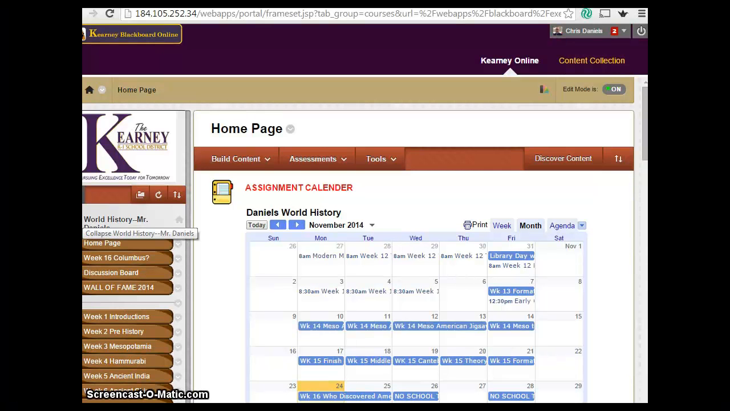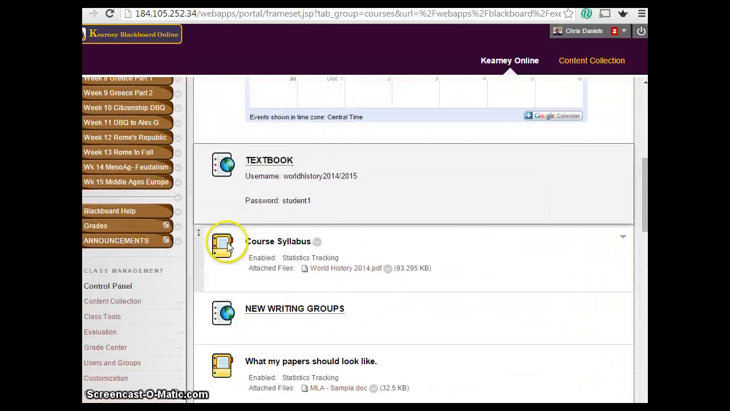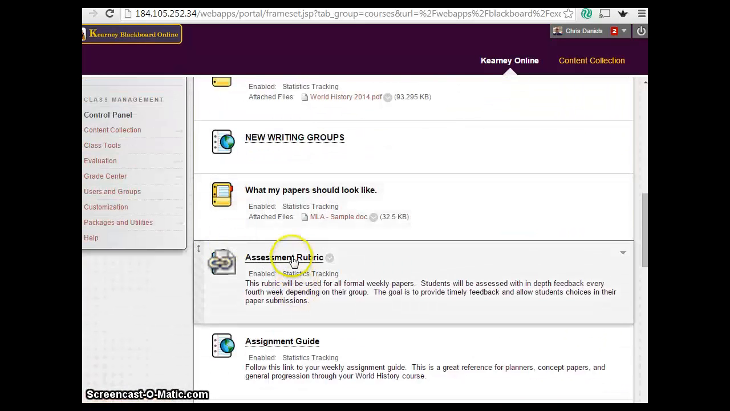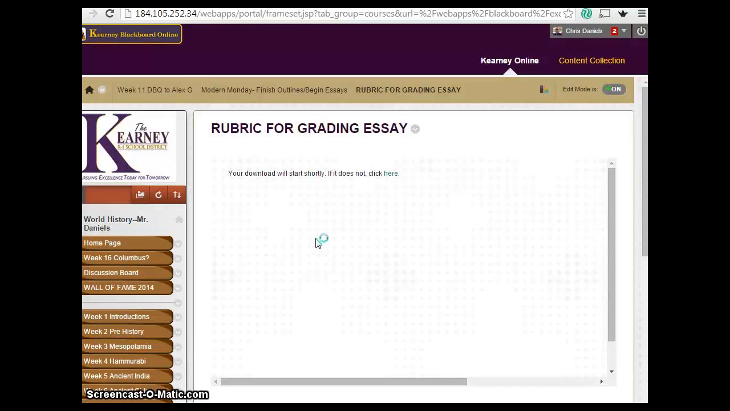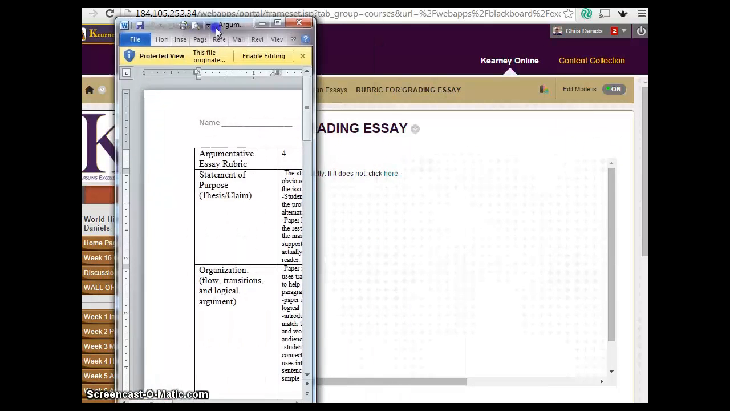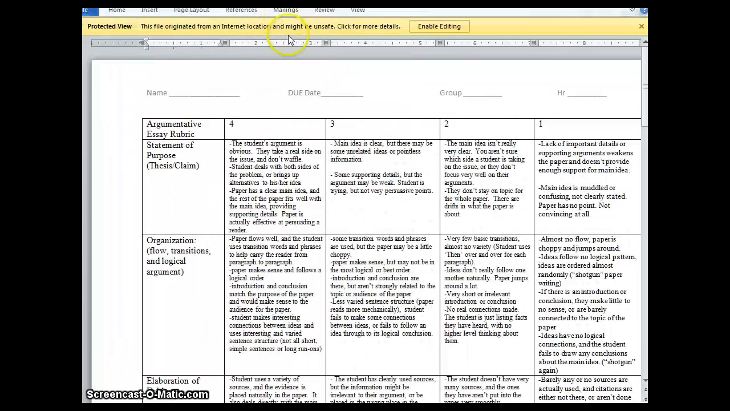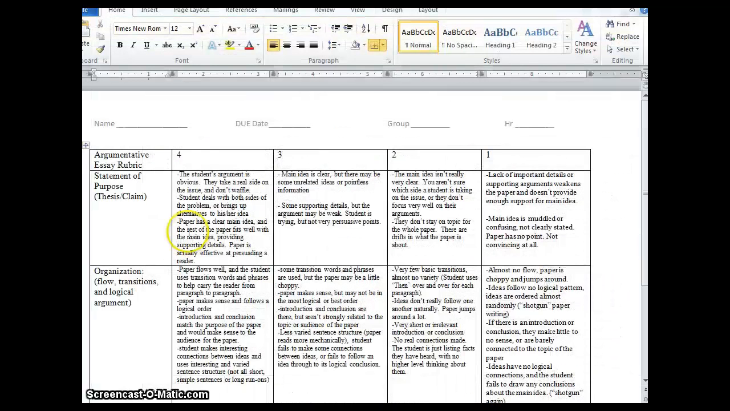All right, guys, starting on the home page, what you're going to want to do is scroll down. You're going to want to grab assessment rubric. Okay, it's going to take you to a rubric for grading the essay. As it launches, we'll pull it up. The nice thing about this rubric is that it needs to be changed, so we're going to go ahead and enable editing. On the left-hand side, we obviously rock a 5.